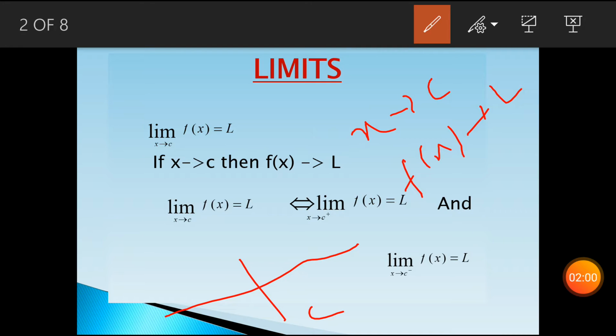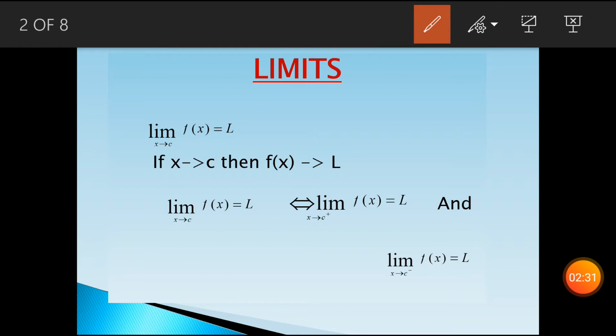It means we are not considering the exact value c. We are considering a value in the neighborhood, okay? That distance we have taken is a very minute distance, that is delta. So this becomes c minus delta and this becomes c plus delta. So we are checking what is happening with the function if we are approaching in this interval, from the left hand side as well as from the right hand side.